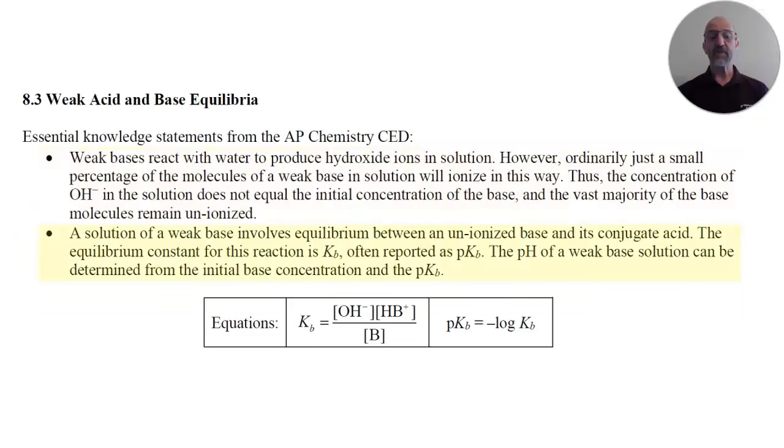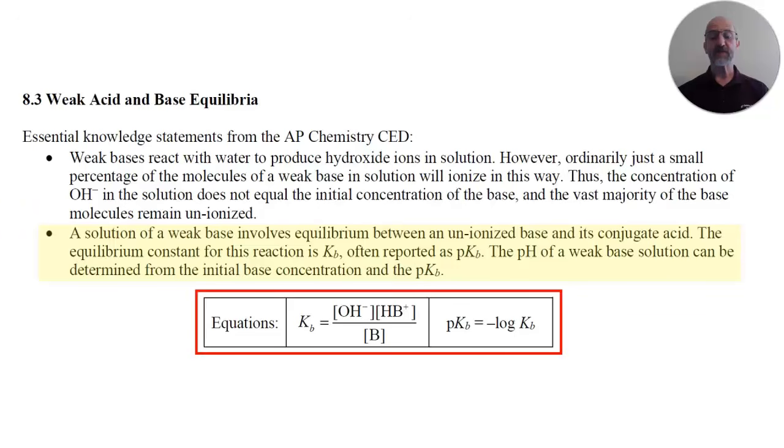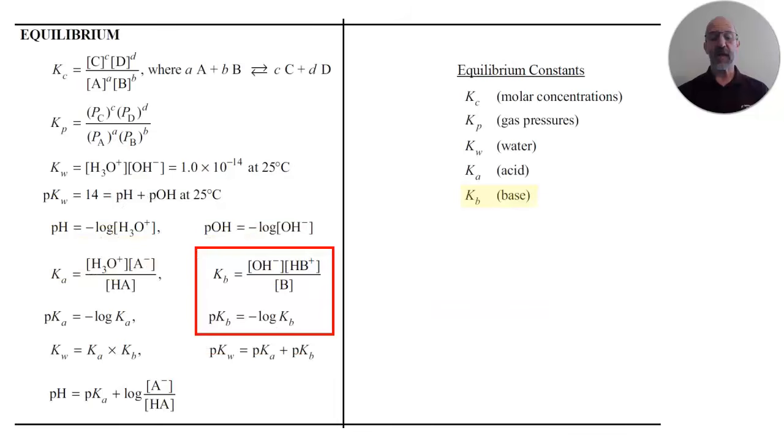A solution of a weak base involves an equilibrium between an unionized base, which is denoted as a capital B on the equation sheet, and its conjugate acid, which is denoted as HB plus on the equation sheet. The equilibrium constant for this reaction is Kb, often reported as the negative log of Kb, or pKb. And the pH of a weak base solution can be determined from the initial base concentration and the pKb. So again, these two equations appear right next to the weak acid equations on the AP Chemistry equation sheet.